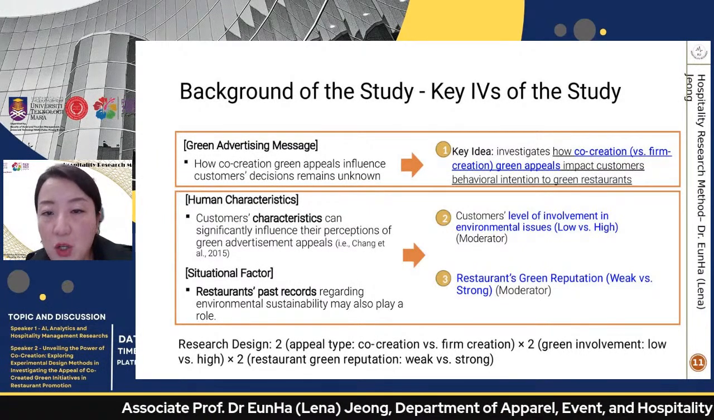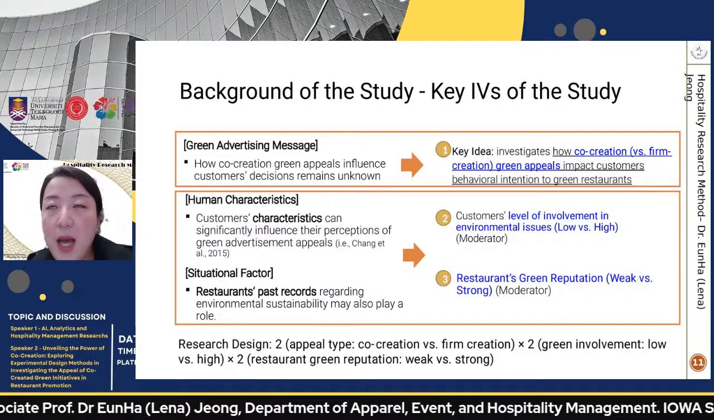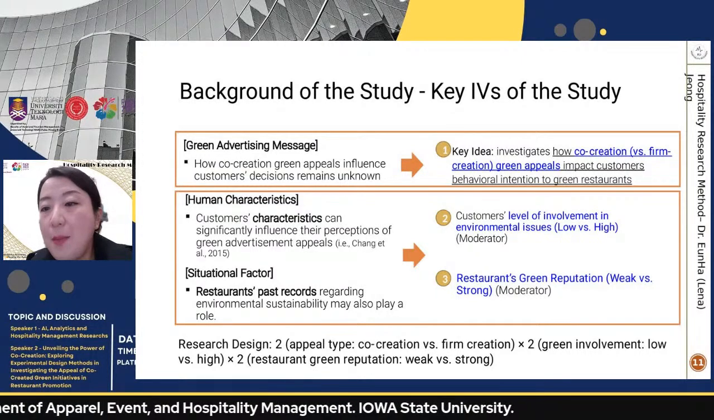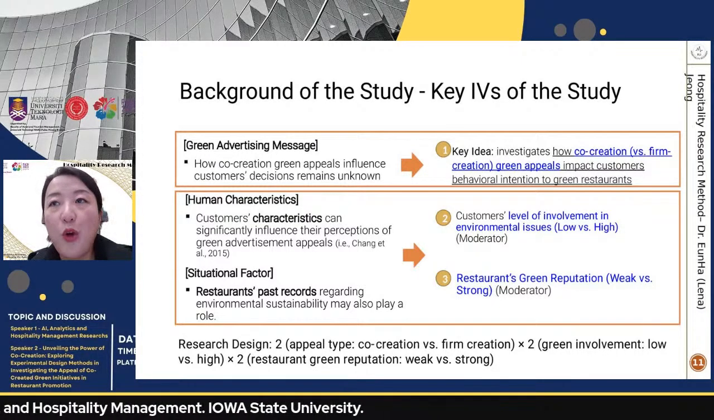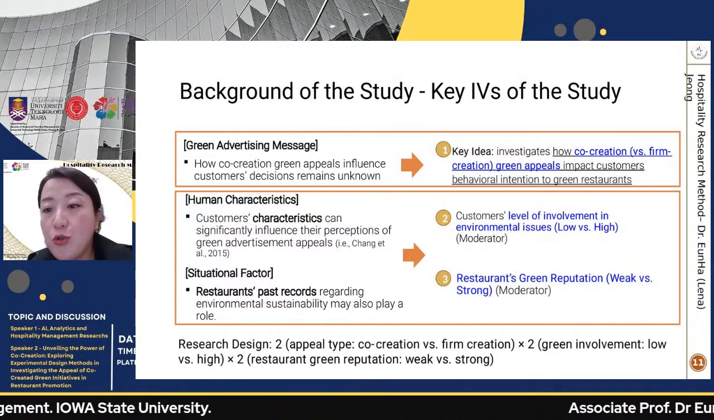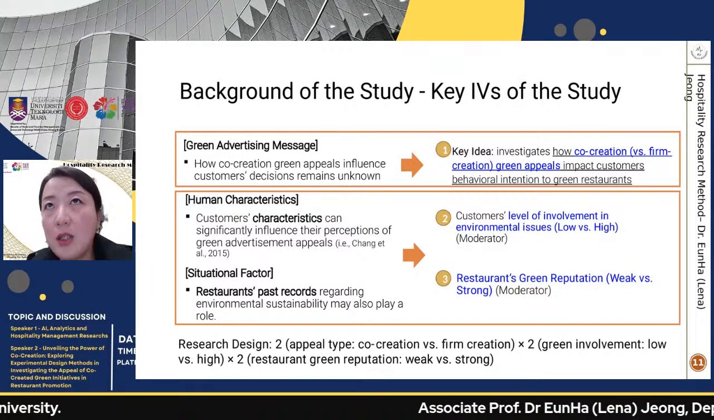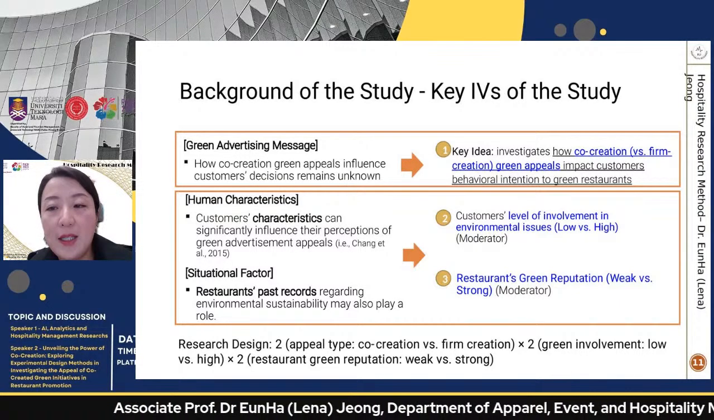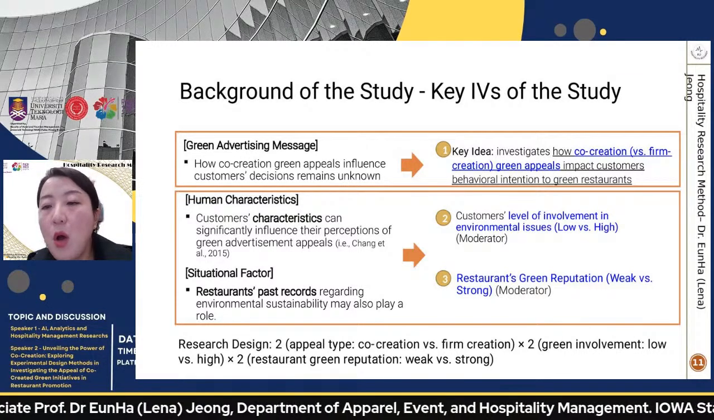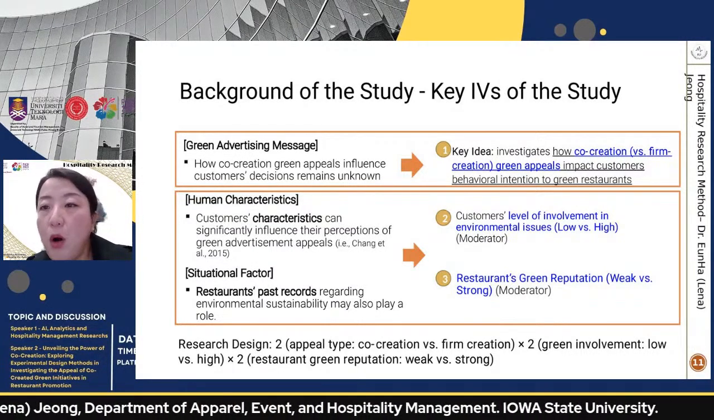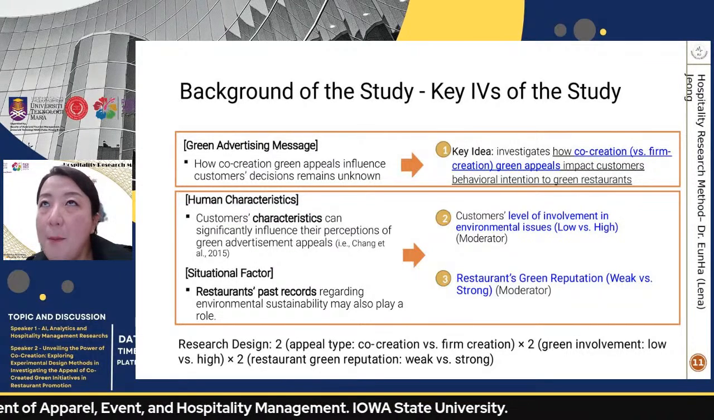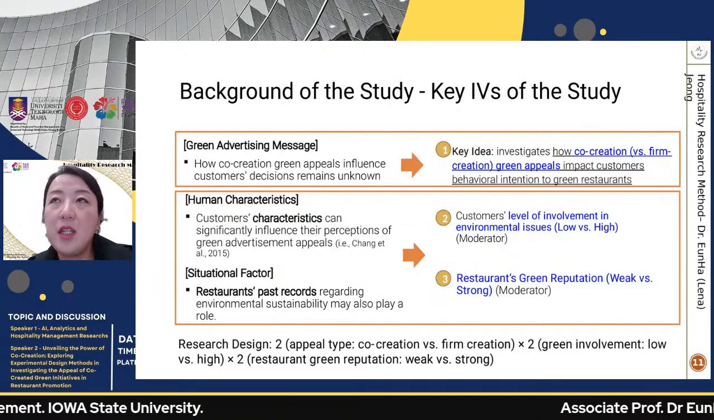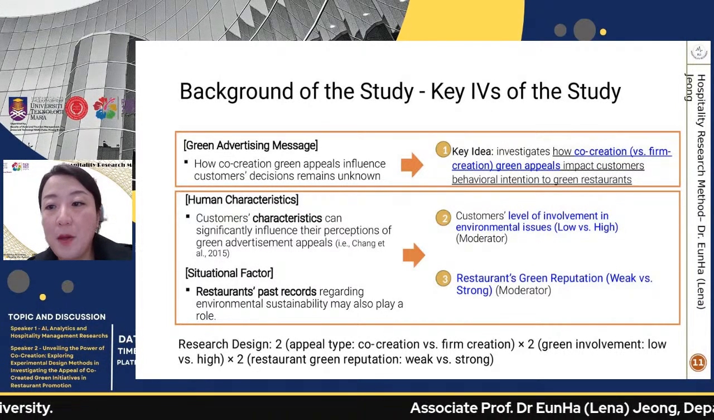And then the last factor is situational factors. So depending upon where you go, the restaurant may have established a very strong green image. For example, Starbucks has a very strong green image among the customers. However, other fast food restaurants such as McDonald's aren't really perceived as green restaurants. So depending upon where people are going and what company is delivering this co-creative versus firm creative message, the reactions from the customers might be very different.